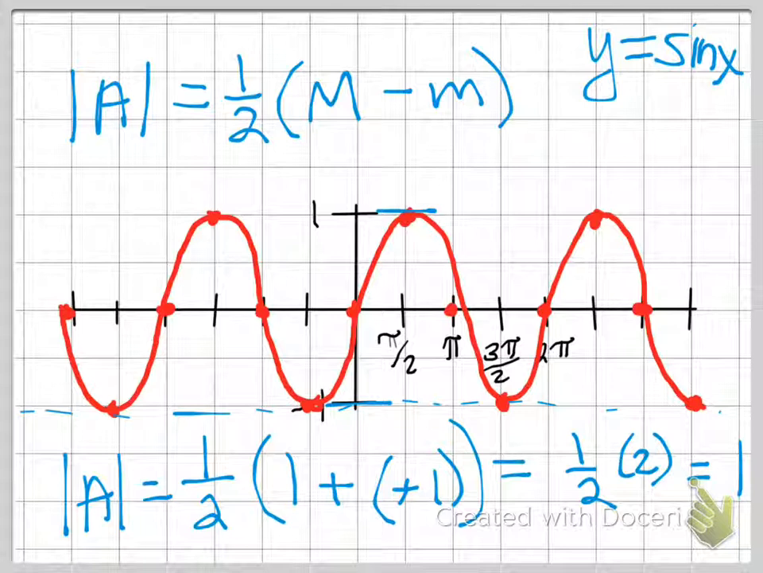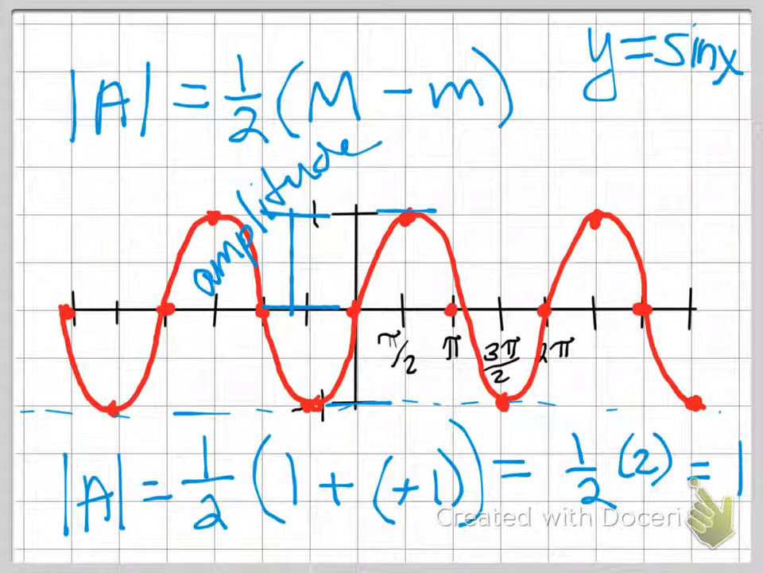And what that means is, it is the height of my function up from the x-axis. This is our amplitude. And just how we solved for 1, I can clearly see from my graph that this height from here to here is 1. So that's amplitude.